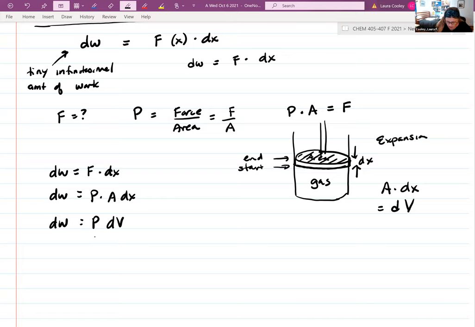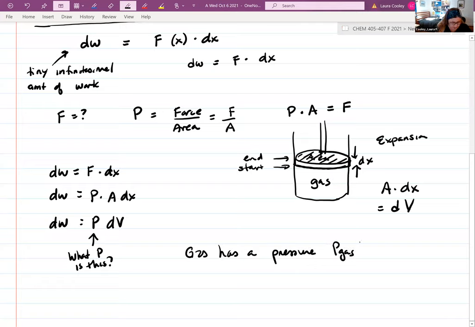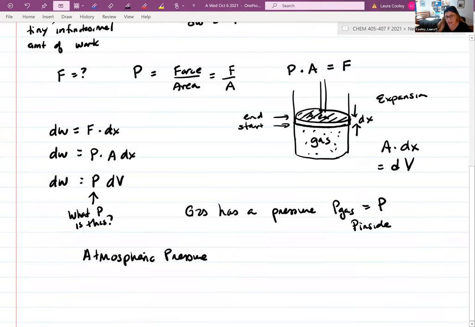Now, let's first talk about this pressure here. What P is this? The gas has a pressure, which I could call P gas, which is often just referred to as P. This is the pressure inside, the pressure exerted by these molecules on the inside. Then we have the atmosphere's pressure, atmospheric pressure. If you have an expansion, this is the pressure that's being pushed against.